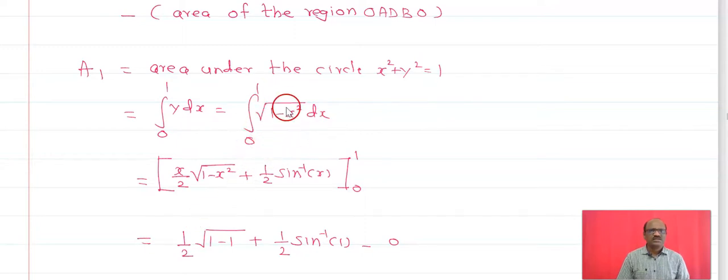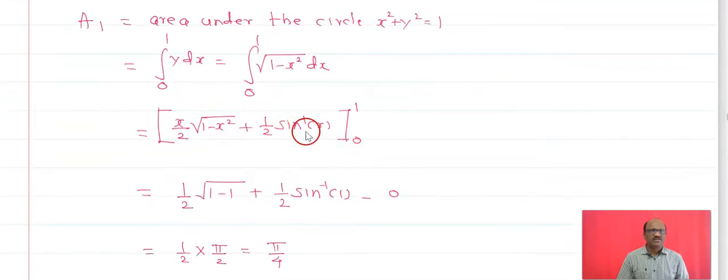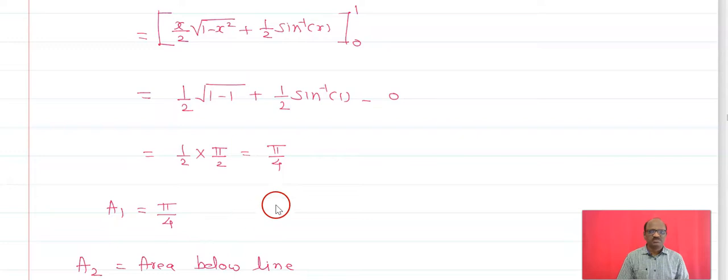What is its integral? Under root of 1 minus x square, there is x upon 2 under root of 1 minus x square plus 1 upon 2 sine inverse of x, 0 to 1. Replace x by 1. The first will be 0. And what about the second? Sine inverse of 1 is pi by 2. Pi by 2 into 1 upon 2, that is pi by 4. A1 is pi by 4.